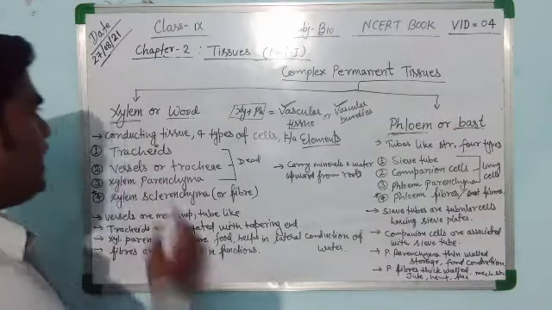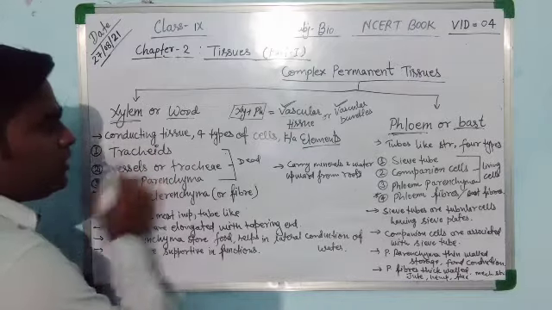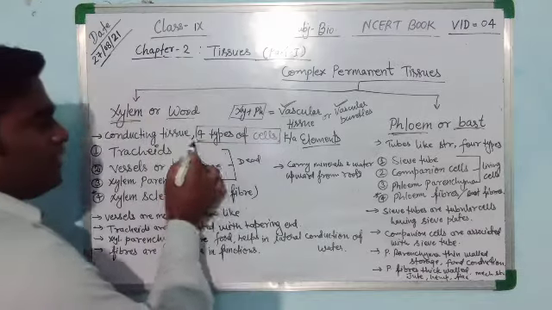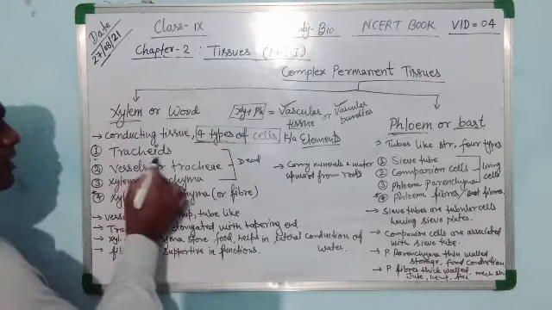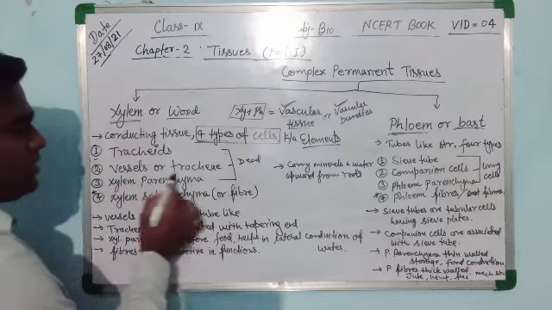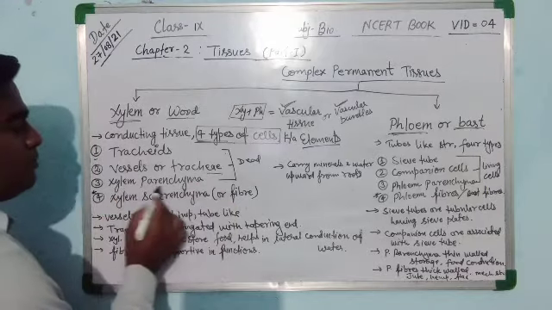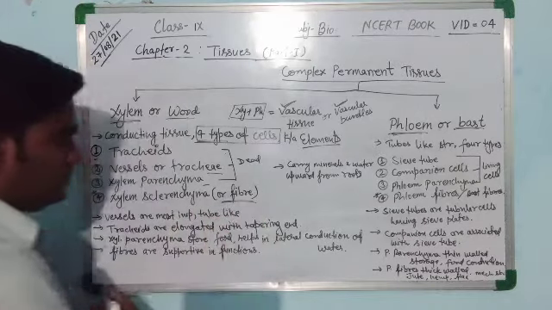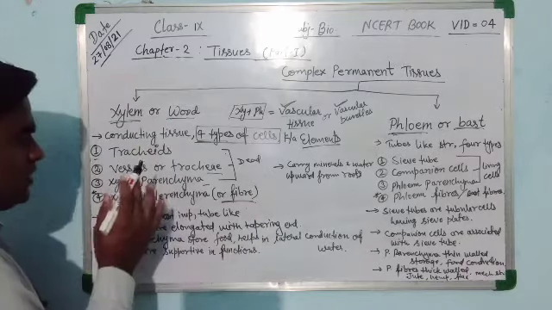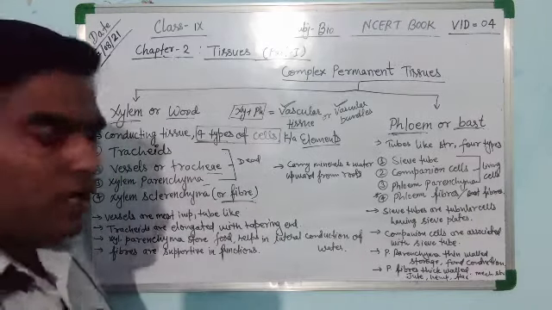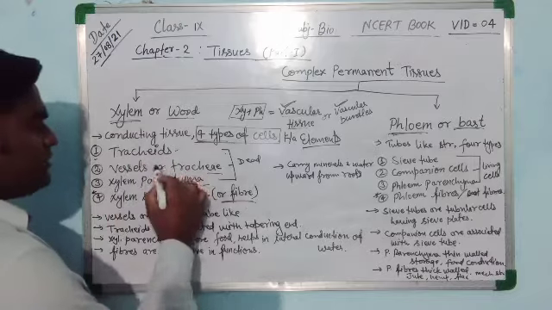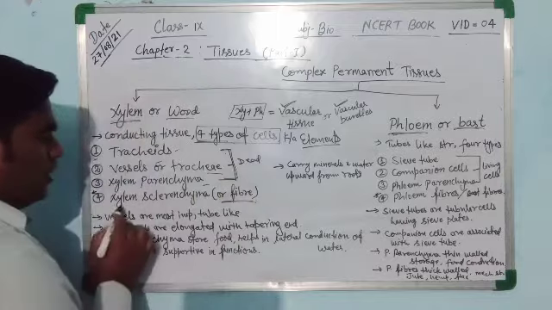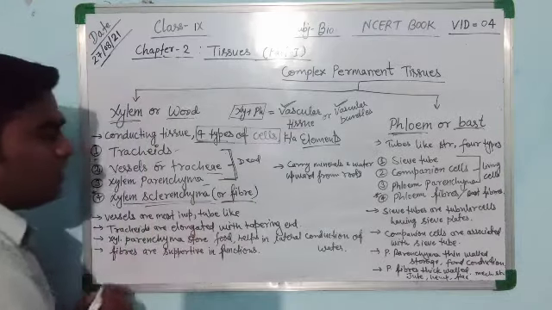Let us see about the xylem tissue. Xylem is a conducting tissue and it has four types of cells. Number one, tracheids. Second, vessels or tracheae. Third is xylem parenchyma and fourth is xylem sclerenchyma or fiber. Out of these four types of xylem cells, three, tracheids, vessels and parenchyma, are dead tissue. Only the xylem sclerenchyma are living.